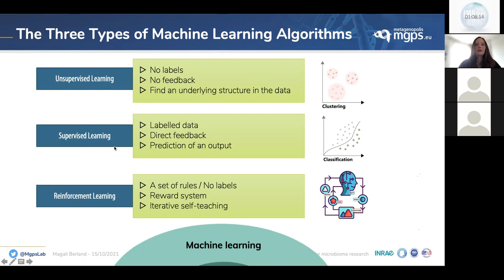The second type is supervised learning. To do supervised learning, you need labeled data. You need to know, for example, who is healthy, who is diseased. And this algorithm will give you direct feedback with a performance metric or accuracy metric to know if the performance of the algorithm is good or not.